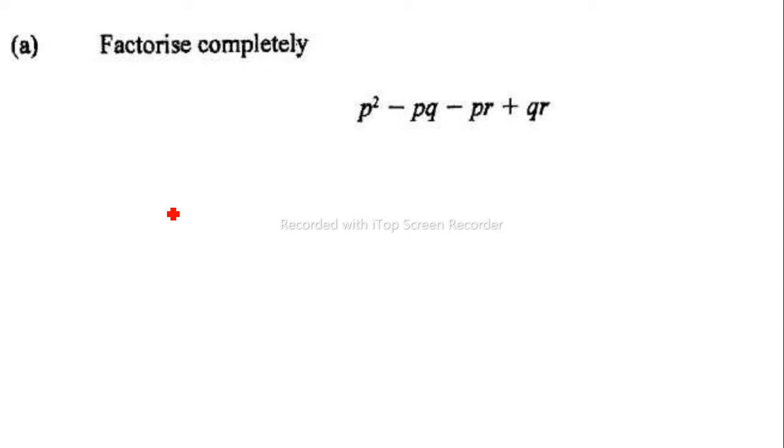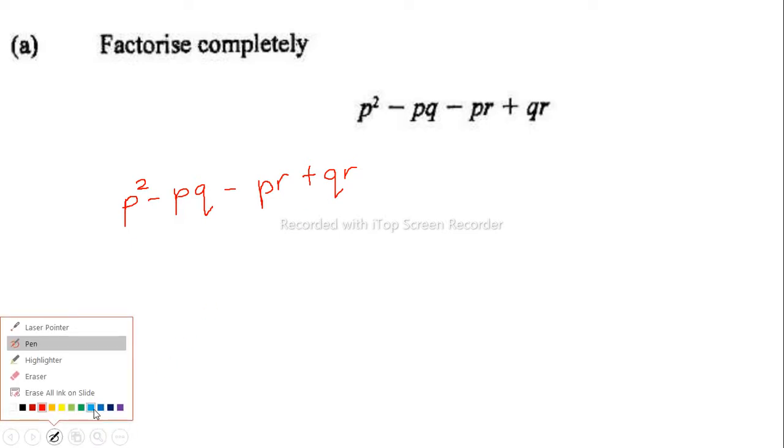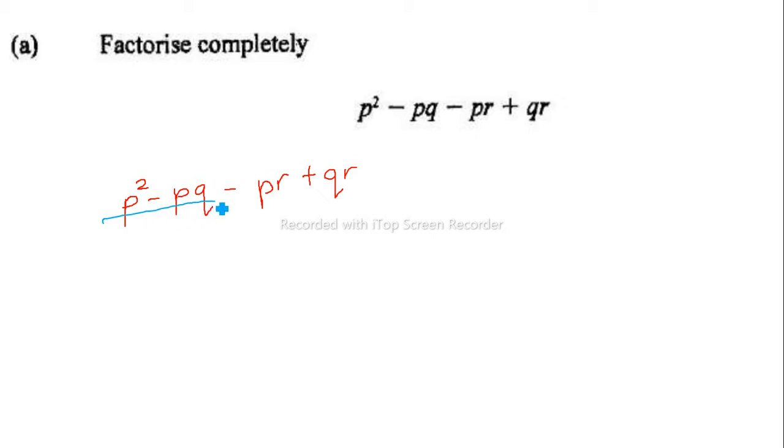Alright, so let's do it. Here we're going to use factorization by grouping. So we have p squared minus pq minus pr plus qr. The idea here is that we're going to group these and factorize one by one. So we factorize this section and separate this section and factorize that section. So the question is, what is common in p squared and pq?